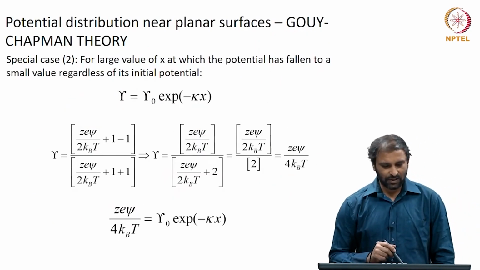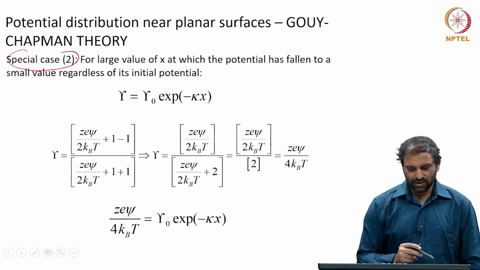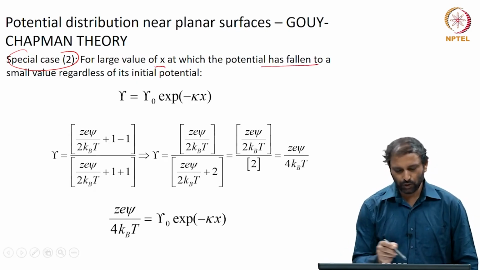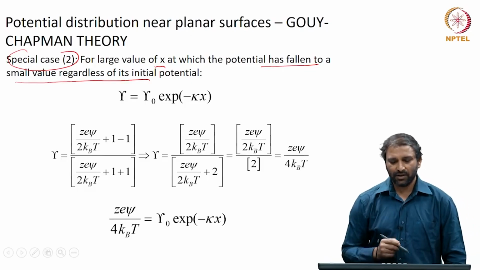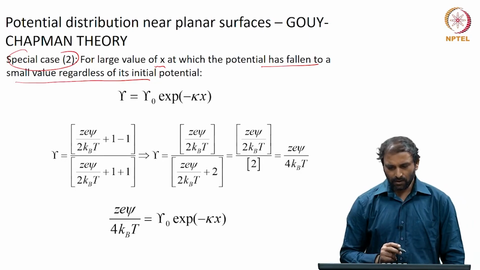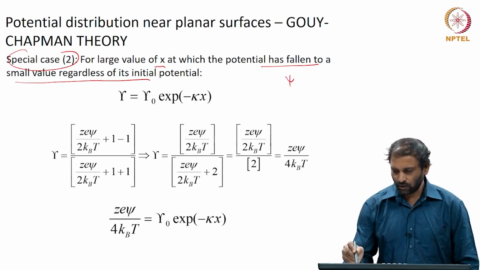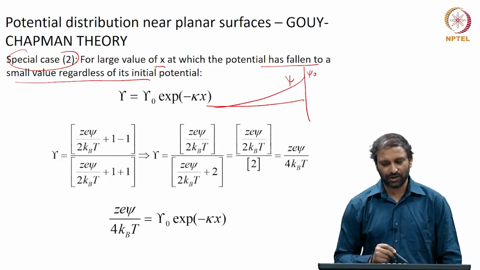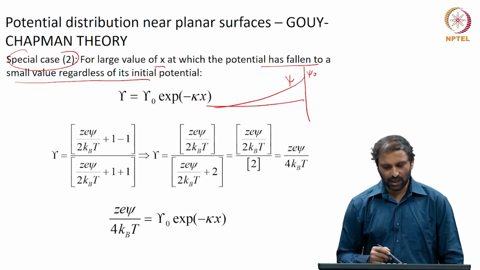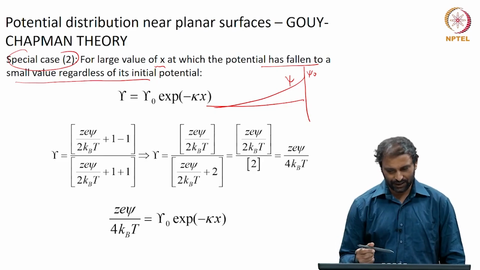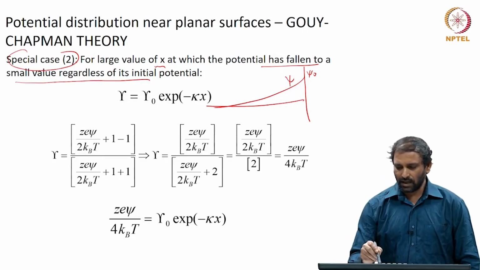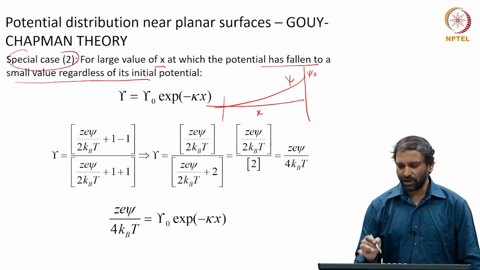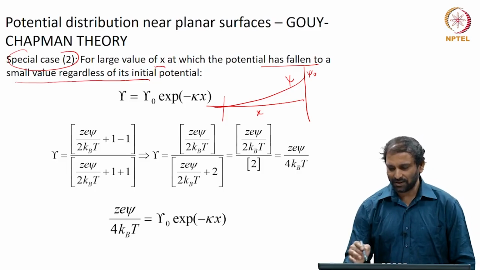So, the other simplification one can do is a special case too. This is for large value of x, at which the potential has fallen to small values regardless of its initial potential. Now, we know that potential varies with distance, right. If this is psi naught, the initial potential, as we go away from the charged surface, we know that the potential is going to decrease. Now, if we take some distance x such that it is very large, the potential has fallen to a very low value regardless of the initial potential.